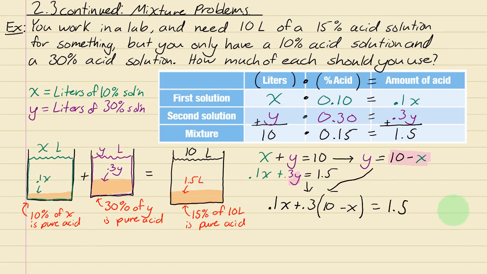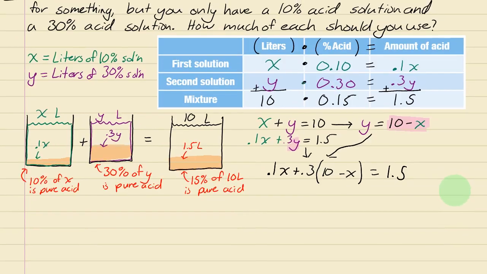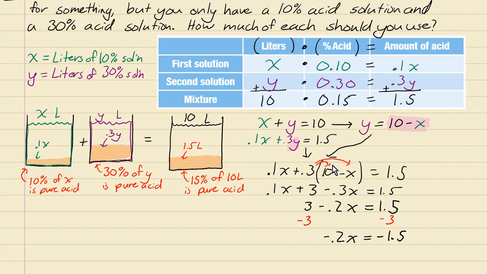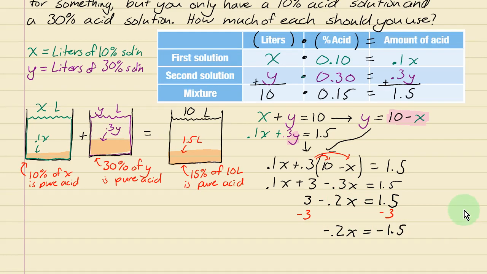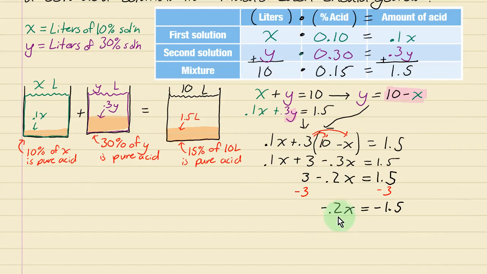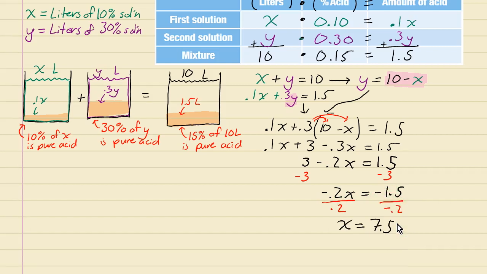So then I'll go through the steps to solve this. Distribute the 0.3 into the 10 and the negative x. It's important both of those get multiplied by 0.3. So I combine the like terms, the 0.1x and the minus 0.3x, into this thing. Then when you subtract 3 from both sides, you get this. Now let's divide both sides by negative 0.2. That gives a result of 7.5.